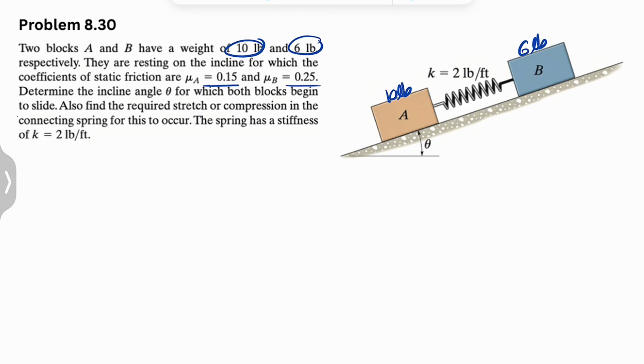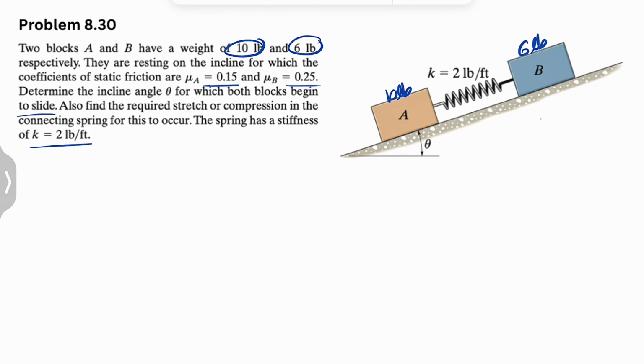We need to determine the angle theta, which is basically the slope for which both blocks begin to slide. Also find the required stretch or compression in the connecting spring for this to occur. The spring has a stiffness of 2 pounds per foot, so we have the constant of the spring.